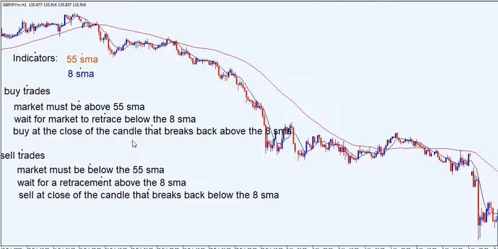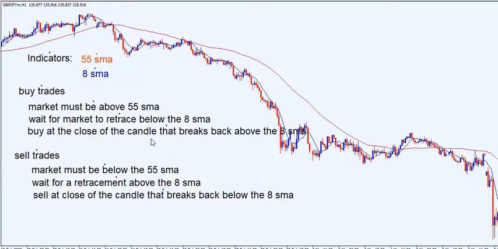That's when we buy. Sell trades are just the opposite of buy trades. We sell the market whenever it is below the 55 period moving average. We don't just sell right off the bat. We wait for it to retrace back above the 8 SMA and then sell at the close of the candle that breaks below the 8 SMA. Makes sense? Well, let us go look at a few examples.